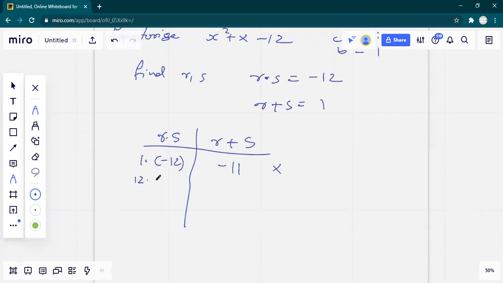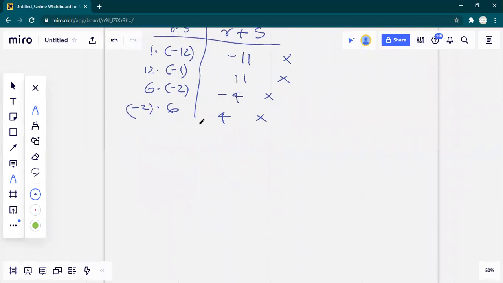12 times 1, 12 times negative 1. So that's a positive 11. This is also not working. Next combination is 12 can be factored as 6 times 2, 6 times negative 2, sorry, negative 2. Yeah, the sum is negative 4, not working. And negative 2 times 6. That's a positive 4, not working. Okay, let's try more.